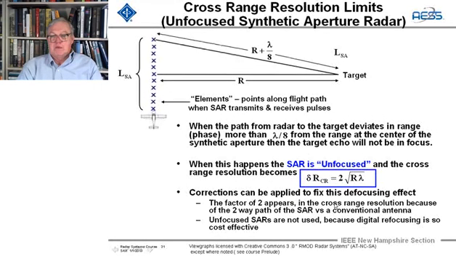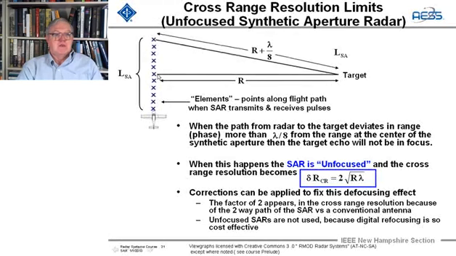The factor of 2 appears in the cross-range resolution, again, because we've got the two-way path, because the conventional SAR has a two-way path, and the conventional antenna only has one. And unfocused SARs aren't used because digital refocusing is so simple to implement, and it was very difficult to do it otherwise.